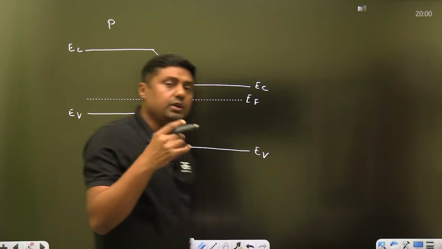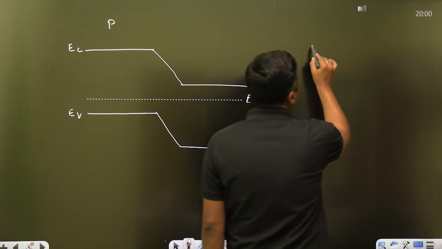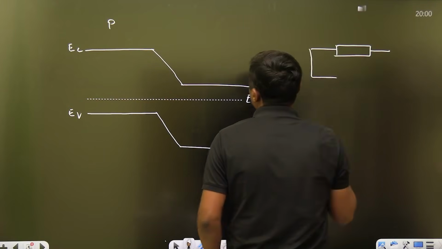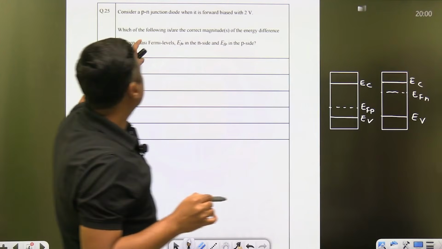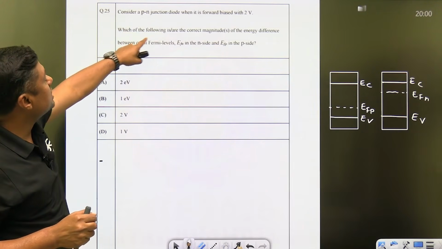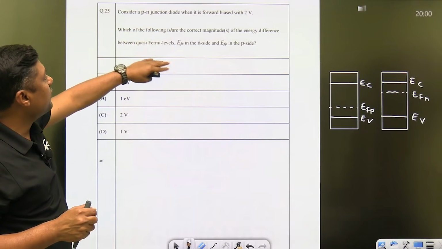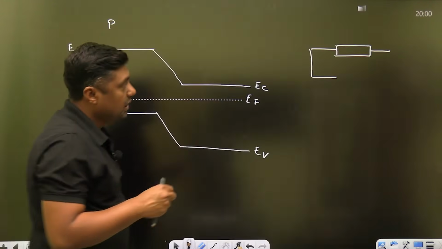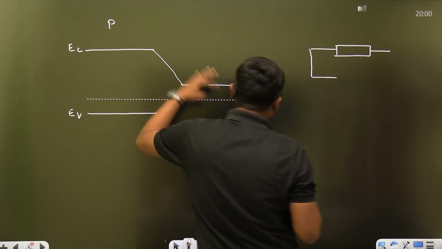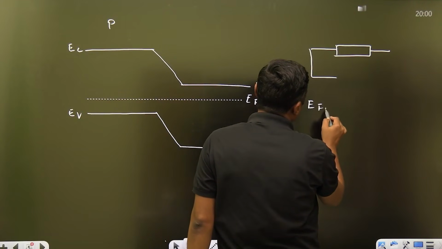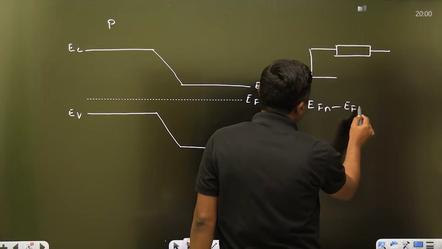But when the diode is forward bias, what is given in the question? Which of the following is the correct energy difference when considering a PN junction diode forward biased with the 2 volt, between the quasi-Fermi levels EFN on the N side and EFP on the P side? Now the level will change and the difference between the EFN and EFP, this is given.